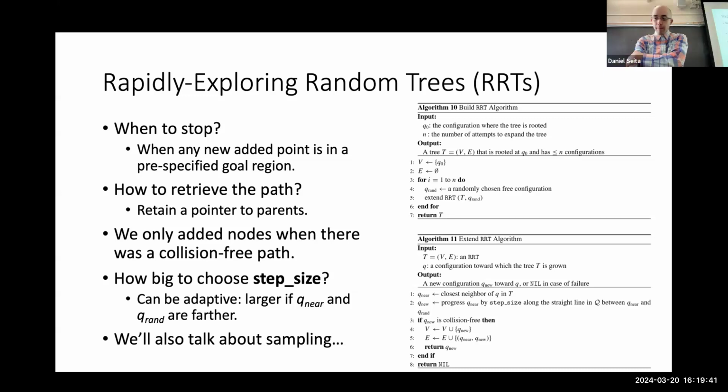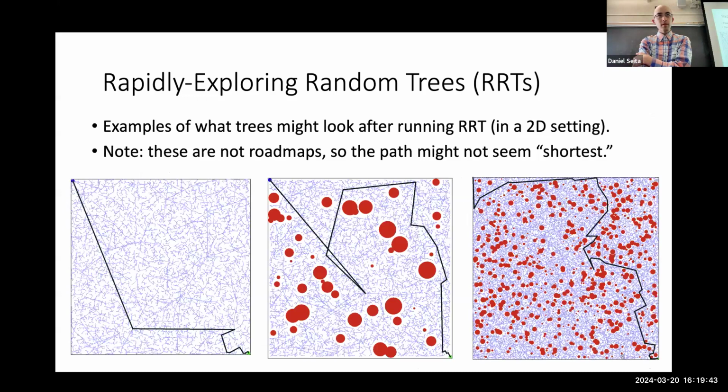All right. So here's what the tree might look like after you run RRT. In a 2D setting, you might have trees that look like this, where the different circular regions are obstacles. In the first one, there's no obstacle. In the second and the third one, there are obstacles of different shapes and sizes. And the bolded line, you can think of as your path from start to end.